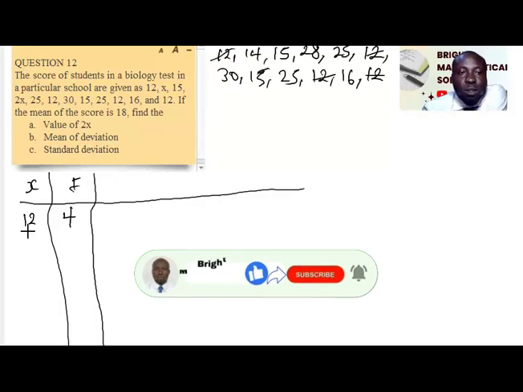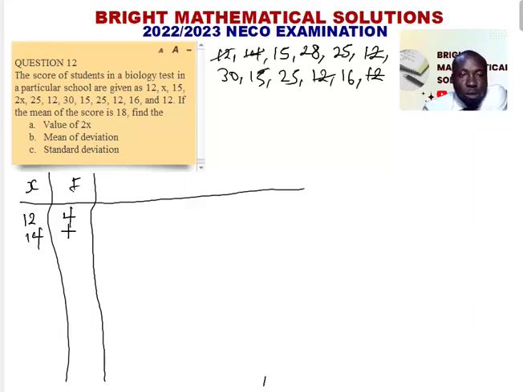So the next is 14. That is 1. So 14 is 1. We have 15. That is 1, 2. So the next, we also have 16. That is 1. So what next do we have? We have 25. 1, 2. 25, that is 2. So we have 28, which is 1. And we have 30, which is 1.